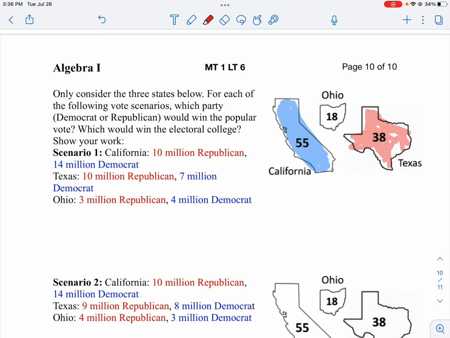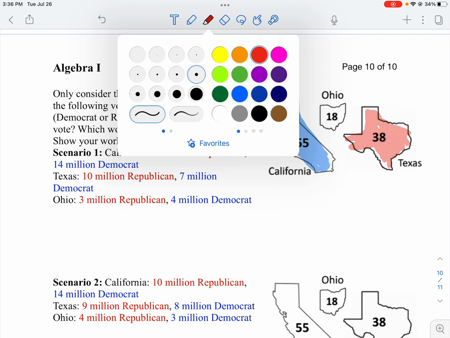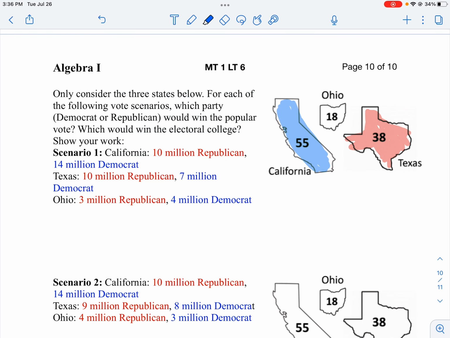And then we'll look at Ohio. Ohio has 3 million Republicans and 4 million Democrats, so Ohio is going to go to the Democrats. Now, let's take a look at the Republicans. How many votes did they get? What percentage did they have?